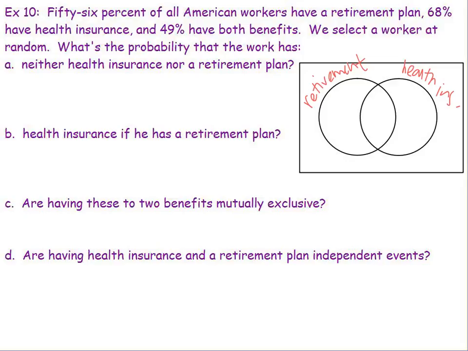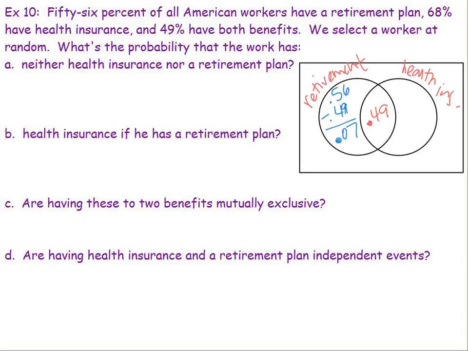So what did we know? We always start in the middle. How many people had both? Well, that was 49%. So this is 0.49. Now let's do the retirement side. We knew, and it's in word form, 56% of Americans have a retirement plan. So if you remember from the previous lesson, we need to take the 56, because that's the entire circle. We need to subtract the 49 that's already in the middle, and that leaves us with 0.07.